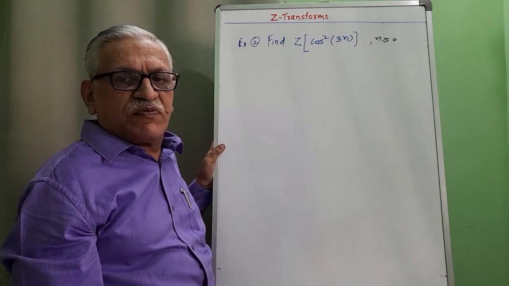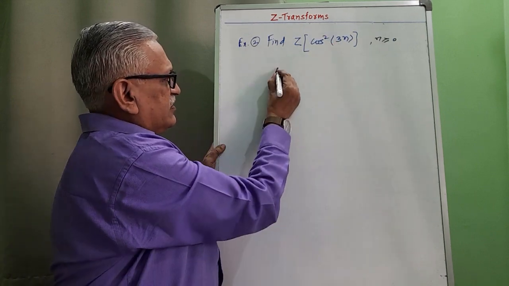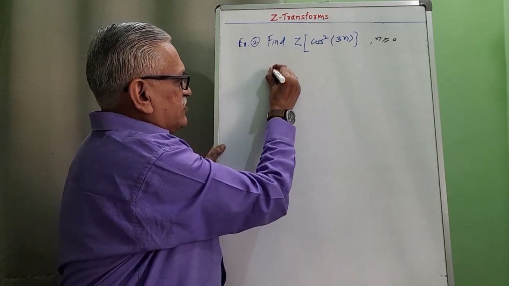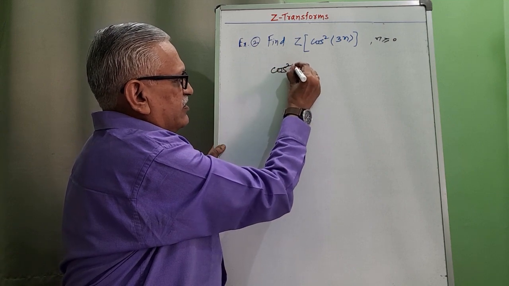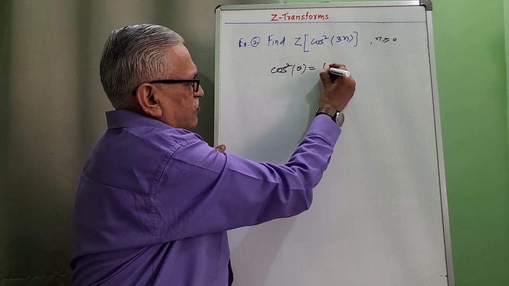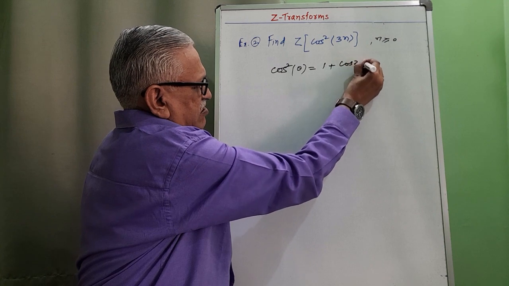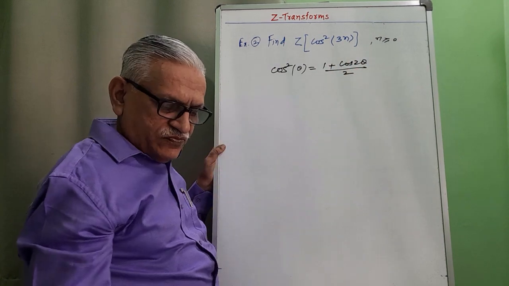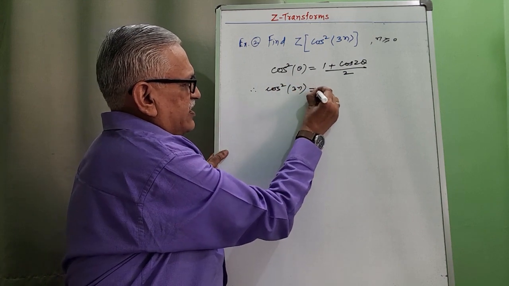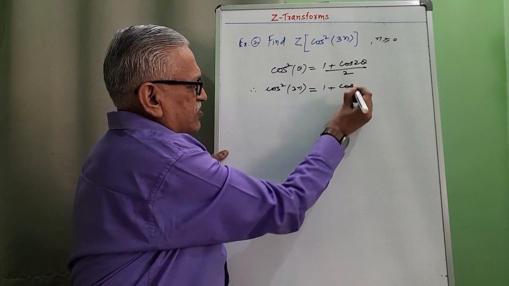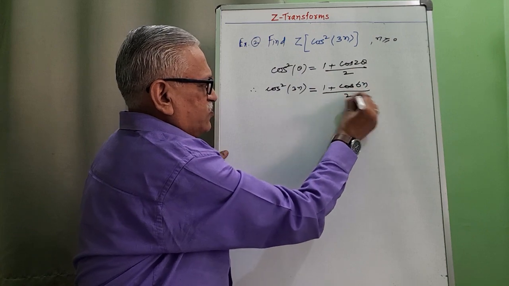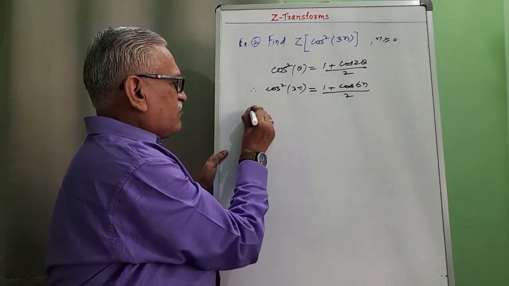Next example, find Z transform of cos²(3n). We don't have any standard result which we can apply directly here. Therefore, the first step is to simplify it by a standard result from trigonometry. We know that cos²θ is (1 + cos 2θ)/2. Therefore, cos²(3n) we can rewrite as (1 + cos of 2 times 3n)/2, therefore it becomes cos 6n, divided by 2. Then Z transform on both sides.